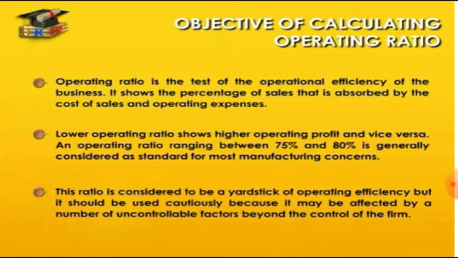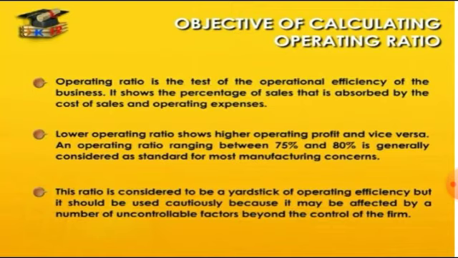What is the objective of calculating the operating ratios? Operating ratio is a test of the operational efficiency of the business. It shows the percentage of sales which is absorbed by the cost of sales and operating expenses. Lower operating ratio shows higher operating profit. An operating ratio ranging between 75% and 80% is generally considered as standard for most manufacturing concerns.